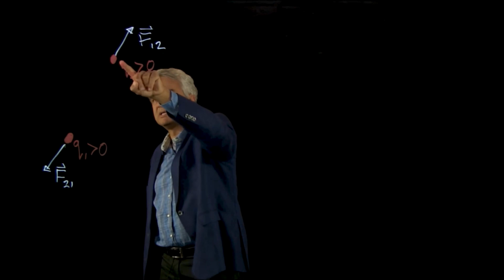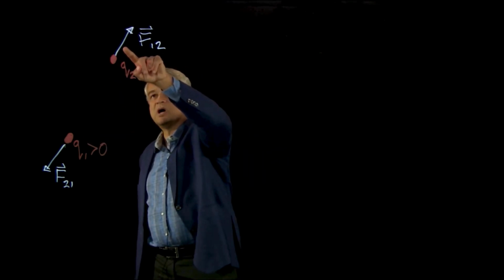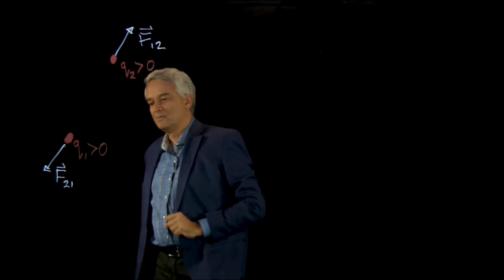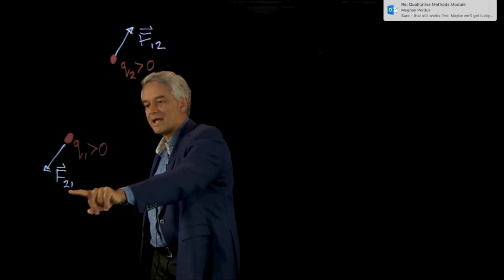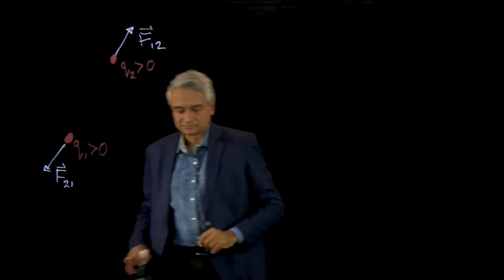These two objects are positive. They feel a force that is repulsive, and the force on this one, object 2, is this direction and is F12. Similarly, F21, that's the force on object 1 because of the interaction between 2 and 1. So it is a vector pointing in this direction.